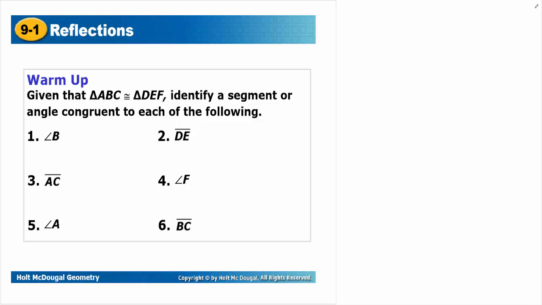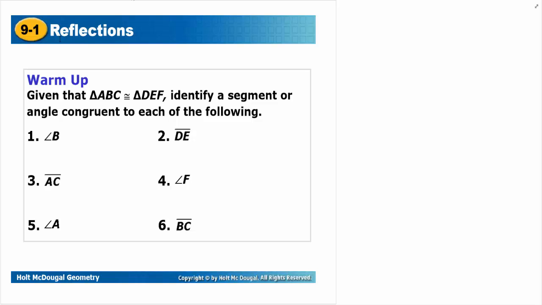Alright guys, so now we're going into Chapter 9, and Chapter 9 is really an extension of 1.7. In 1.7 we learned about our different transformations: a translation, which is just a shifting of a figure, reflections, where you reflect over a line, and rotations, where you rotate about a point. So this is, again, just an extension into that.